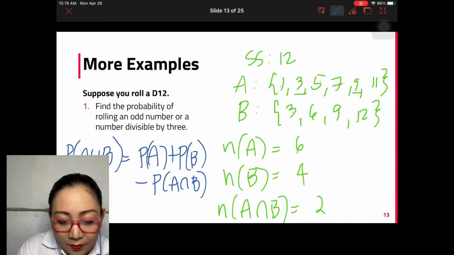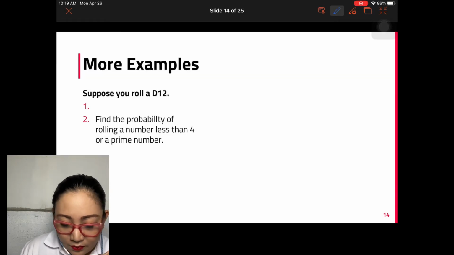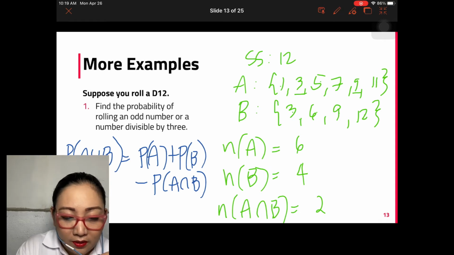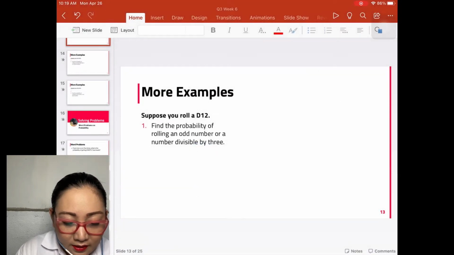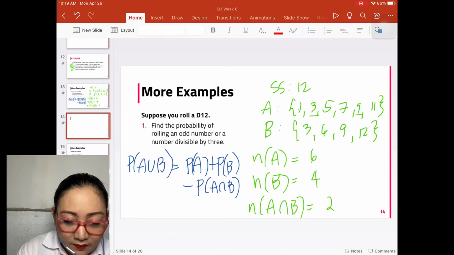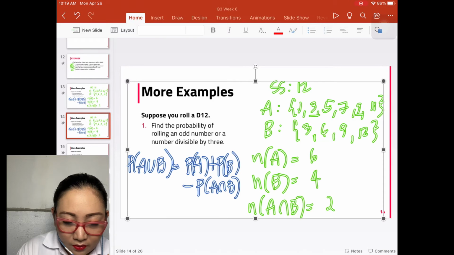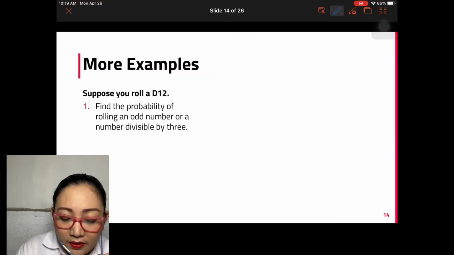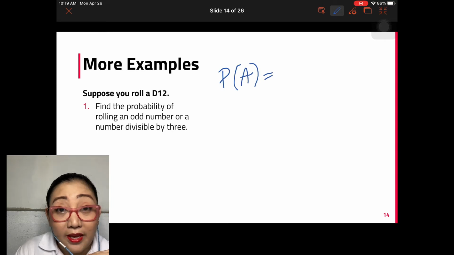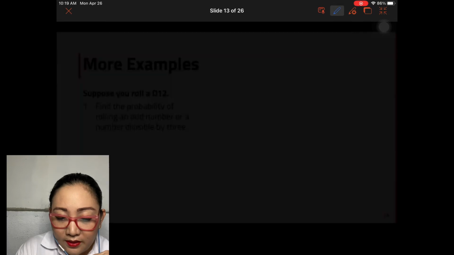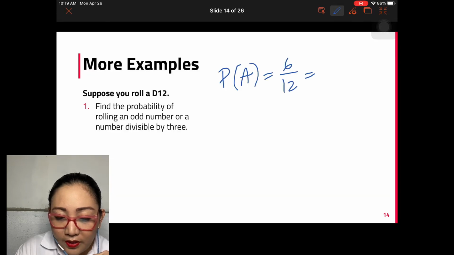Ano po ba ang probability of A? Nauubusan na pala tayo ng space. So, wait lang. Mag-add lang muna tayo ng slides. Duplicate. Tapos, tatanggalin natin tong mga to. Alright. So, the probability of A happening, that would be N of A. So, ilan do yung N of A natin? 6. 6 over 12, that's 1/2.